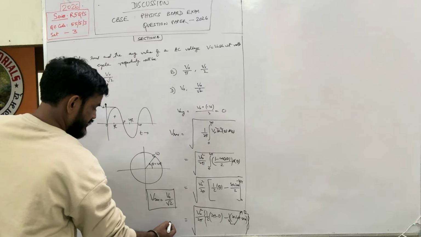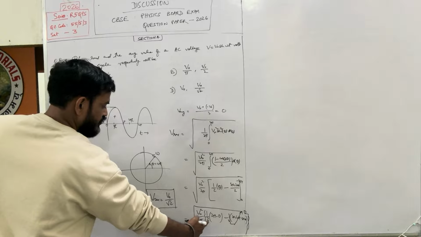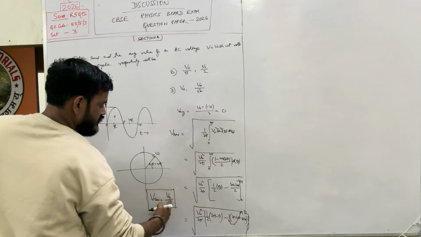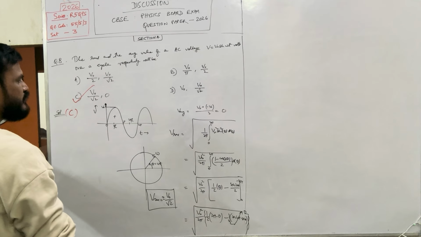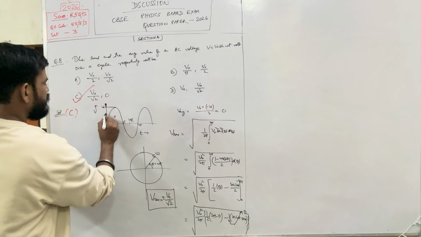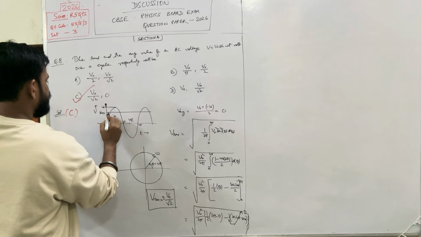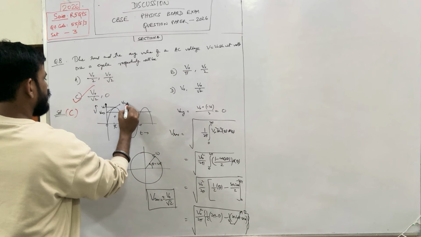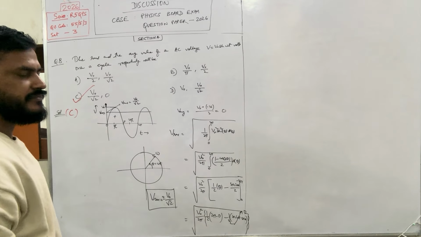Because when you solve this, it comes out to be 2 pi by 2, into 2 pi gets cancelled, you have V square by 2, so it is V by root 2. So we take just the positive part, so this is VRMS, which is V naught by root 2. The correct answer is C.